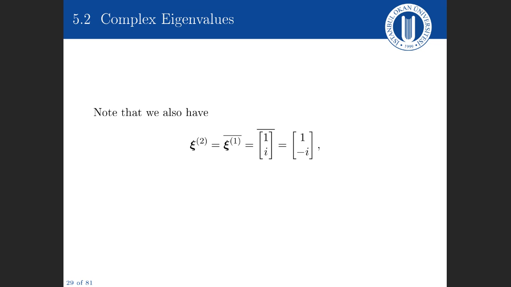Now, if we needed it, straight away we could write down that xi2 is the complex conjugate of xi1. The complex conjugate of 1 is 1. The complex conjugate of i is minus i. So xi2 must be (1, minus i). But we don't need this. We can forget about this. This is not necessary.